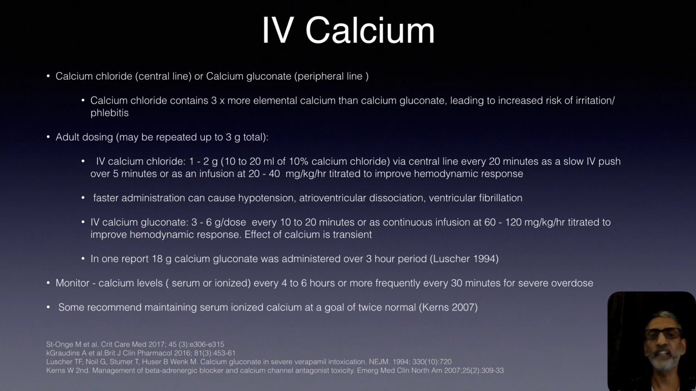For IV calcium gluconate, the dose is 3 to 6 gram per dose. Give it over 10 to 20 minutes, or as a continuous infusion at 60 to 120 milligram per kg per hour. Again, you titrate it based upon the hemodynamic response. The effect of calcium is very transient.